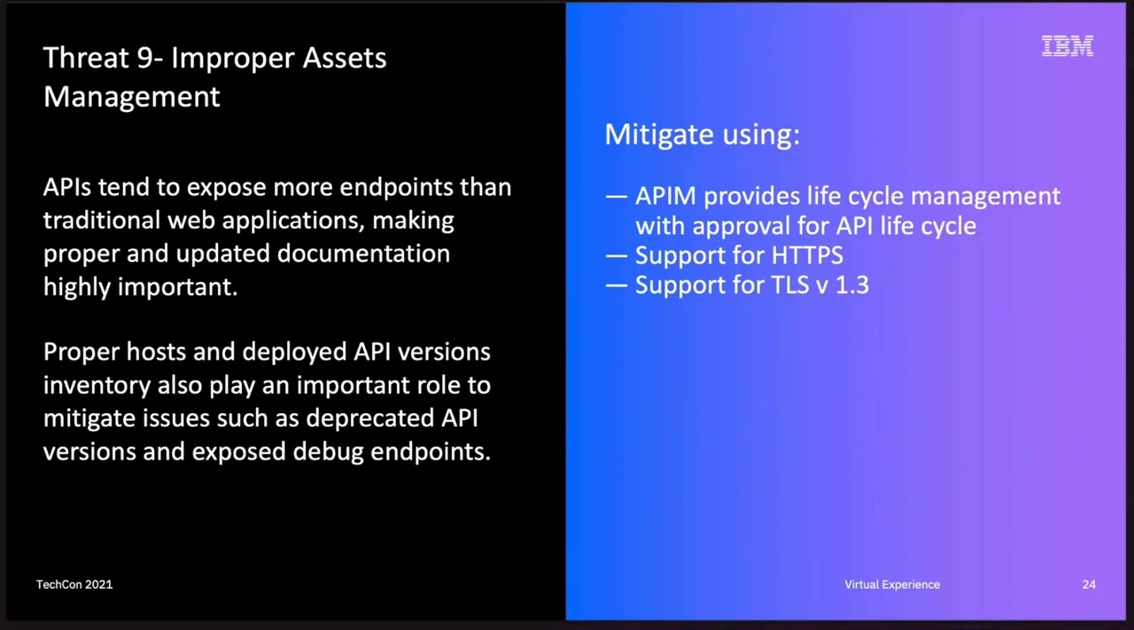Threat 9. Improper asset management. What does that mean? Non-production or earlier versions of the APIs that are still in use or not decommissioned properly become a potential target for attackers. How can you mitigate this threat in API Connect? This threat can be addressed by leveraging the API Connect matured capabilities to manage the full API lifecycle, allowing you to create a comprehensive governance model. API Gateway supports HTTPS and TLS 1.3 protocols for secured communication across network infrastructure.